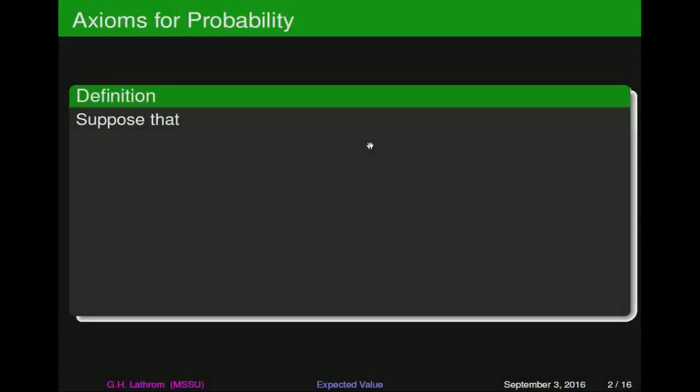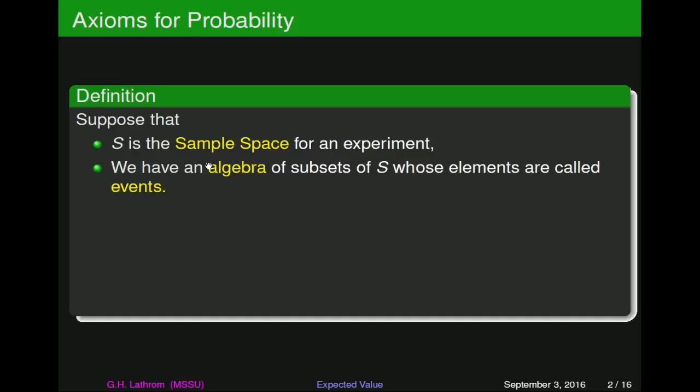So let's begin by reviewing some of our theory for probability. And let's start with our axioms. Remember that when we're talking about probability, we start with the notion of an experiment, and we talk about the sample space, S, for that experiment. The sample space, remember, is just the set of all possible outcomes for the experiment.